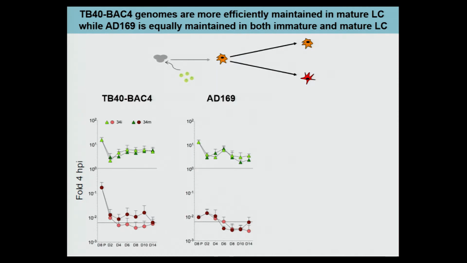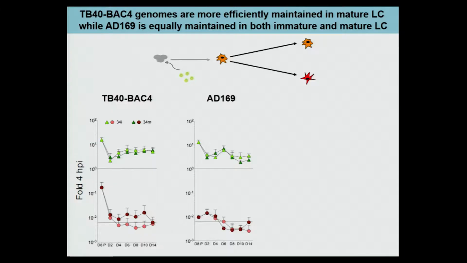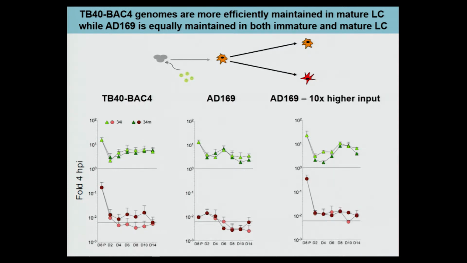The difference is that the efficiency of genome maintenance in MLC is higher than in ILC for TB40. With AG169, we see the same trend for the cells, and we see again a more drastic genome loss with the AG169. If you start the infection with 10 times higher input, you have more genomes at the end being maintained, but on the contrary of TB40, you don't have a difference in genome maintenance between immature and mature LC.